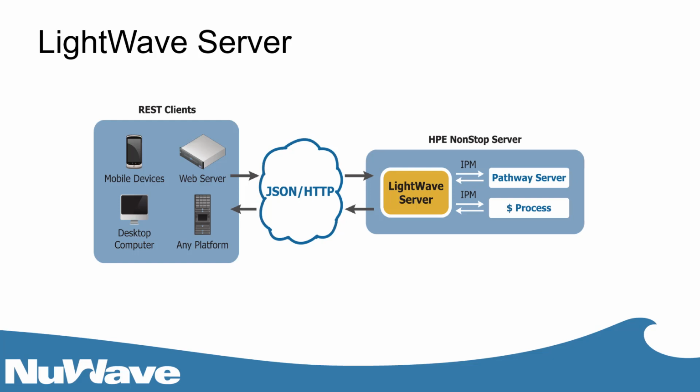LightWave Server receives those incoming requests and via its configuration translates them into an interprocess message which is sent to the backend application, be it a Pathway server or a Guardian or OSS process or an application like Base24 or Connex. The backend application processes the request and returns a response back in IPM format, which LightWave Server is configured to convert back into a JSON response over HTTP and return back to the REST client. And we're going to take a look at how that works in a little more detail now.